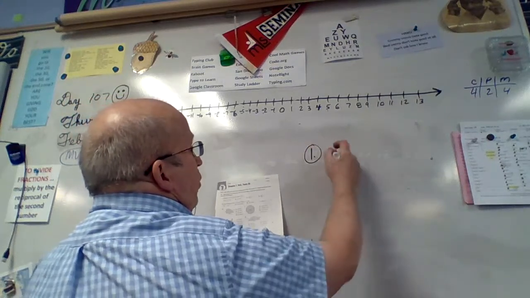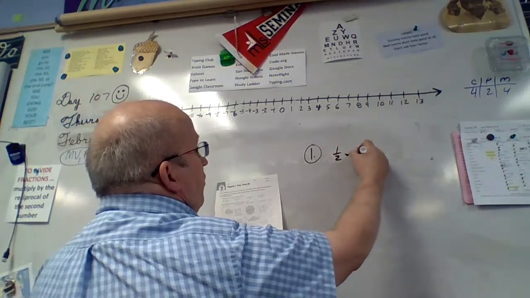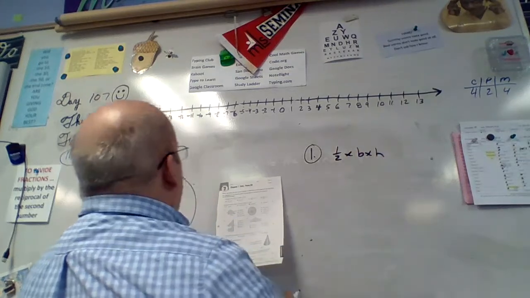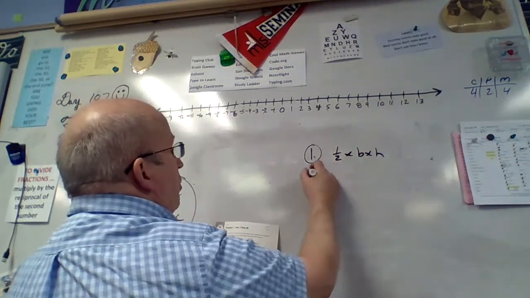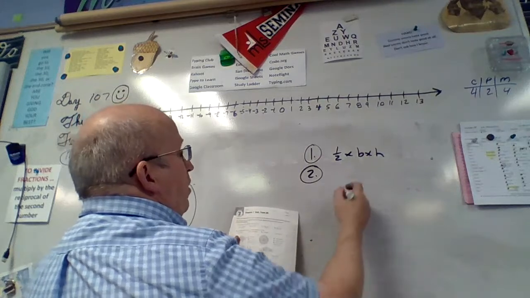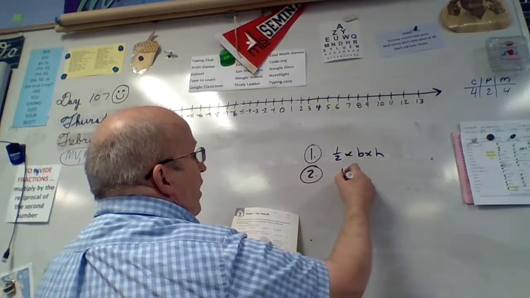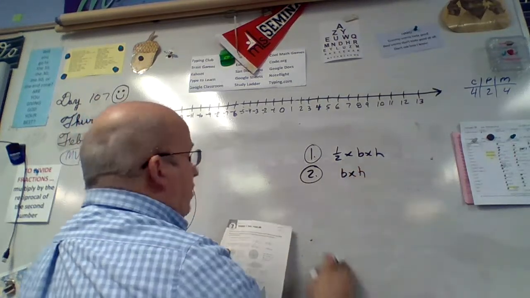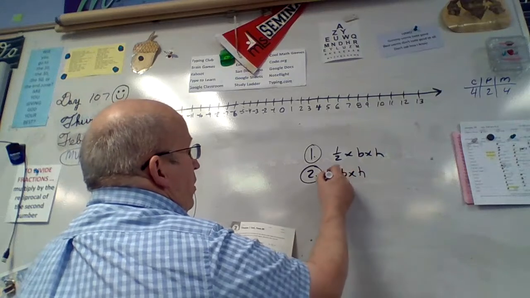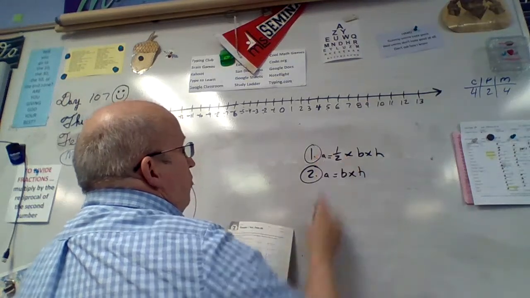Do you remember that formula? It should be 1/2 times small b times h. Number 2 is looking for a parallelogram. The formula for that is small b times h. Area equals small b times h.